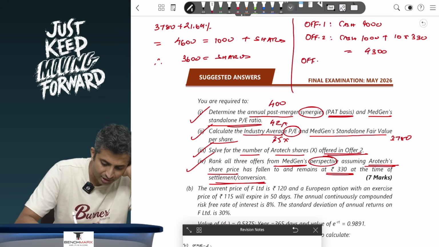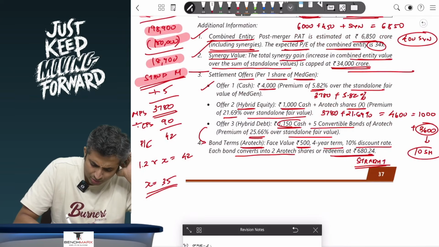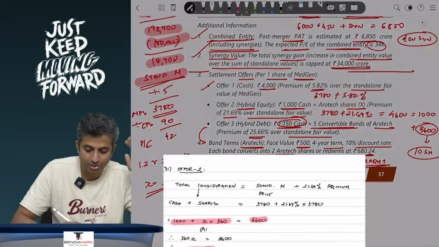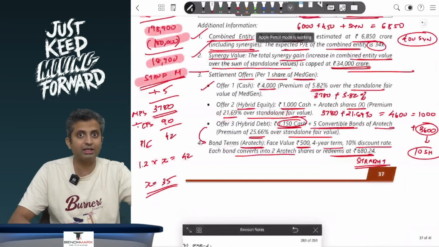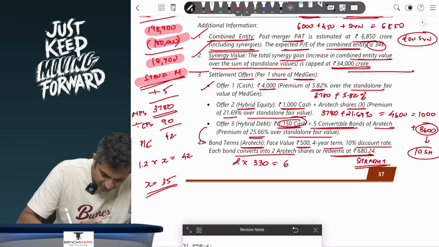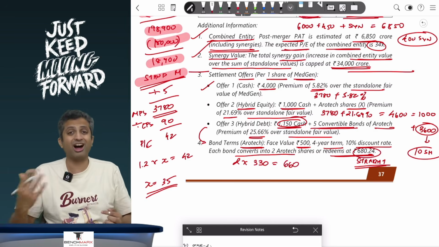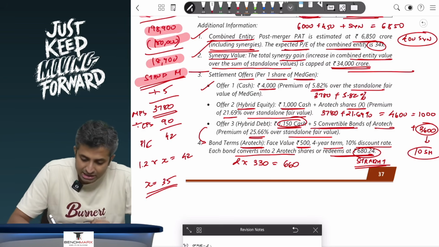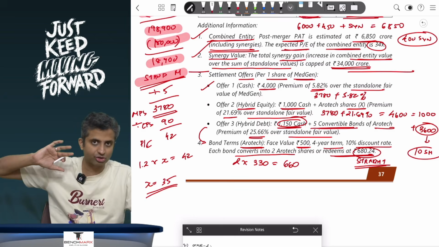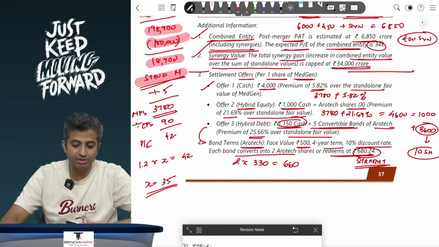And then you go to offer 3. Now what is offer 3? Offer 3 over here says that I am ready to give you 1150 of cash plus 5 convertible bonds of Aerotech. Now I need to find the value of these convertible bonds, and how do I find the value of the convertible bond? Well, it is the higher of the straight value or conversion value. So it converts into 2 shares of Aerotech. So 2 into 330 now comes to 660, or the straight value is 680.24. Now given a choice, the convertible bond is the higher of the straight value or conversion value, and hence it is 680.24, at least if the price of the share is 330. If it was 360, then yes, conversion value would have been 720 and higher. However, that is not the case over here.